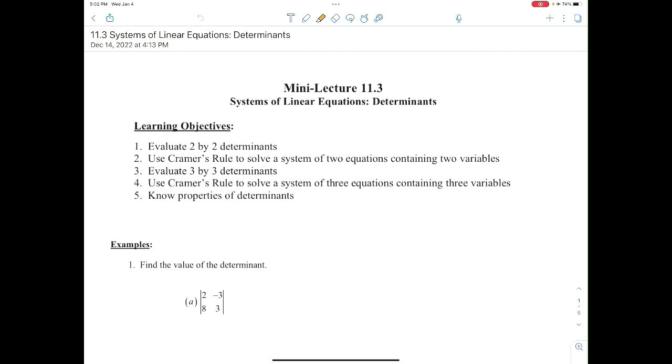Welcome to 11.3, Systems of Linear Equations Continued. Now we're going to talk about something called the determinant. We're going to evaluate 2 by 2 determinants, use something called Cramer's rule to solve the system of 2 and 3 equations with 2 and 3 variables, evaluate 3 by 3 determinants, and then you, after reading your text, should know the properties of determinants.